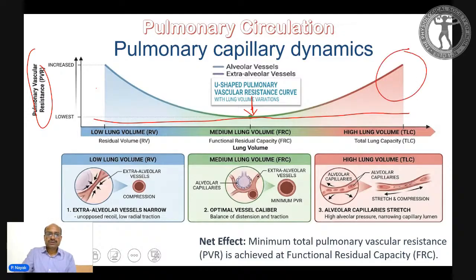High lung volume, it is increased. Low lung volume, it is increased. But at the FRC, it is the lowest. This is very important for understanding capillary dynamics. I'm not going into detail because it is not so important at the undergraduate level, and for clinical it is very important. So minimum total pulmonary vascular resistance is achieved at functional residual capacity, the normal end expiratory, eupneic state of end expiratory condition.